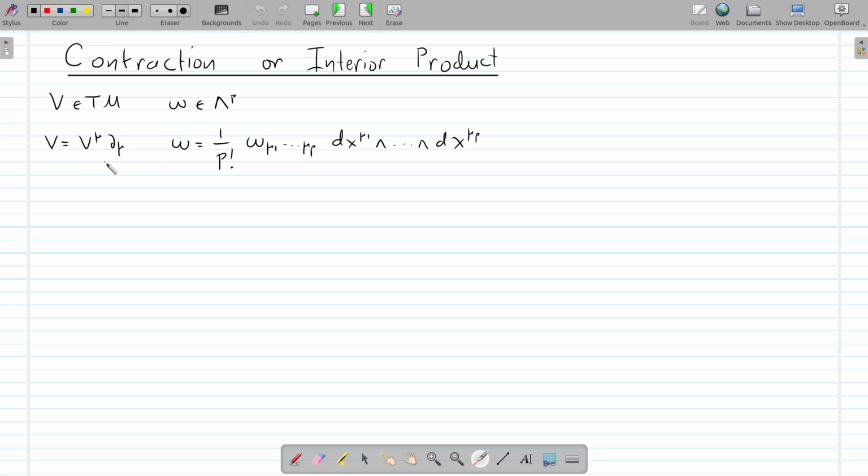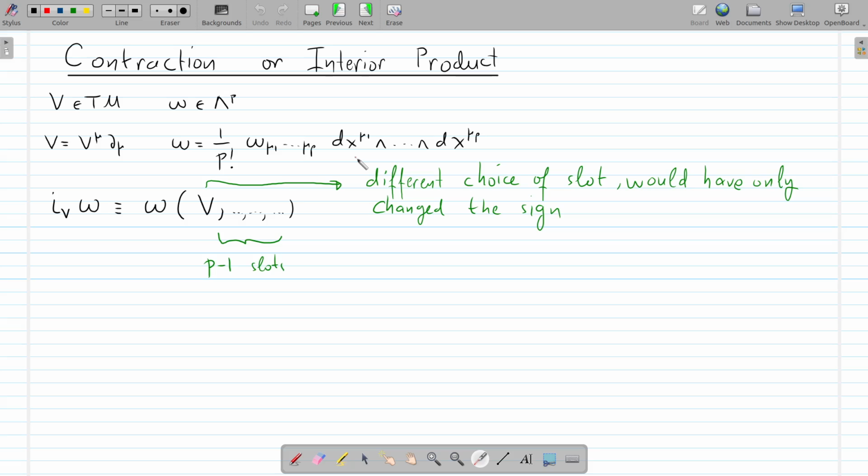So if we choose a coordinate basis, then v is written in terms of its components and the coordinate basis ∂_μ, and omega in terms of the wedge product of the one-form basis dx^μ. So the contraction of omega with v, or the interior product of omega and v, is simply the contraction of omega with v put in its first slot. So as you see, this operation leaves p-1 slots empty. So it just occupies one slot.